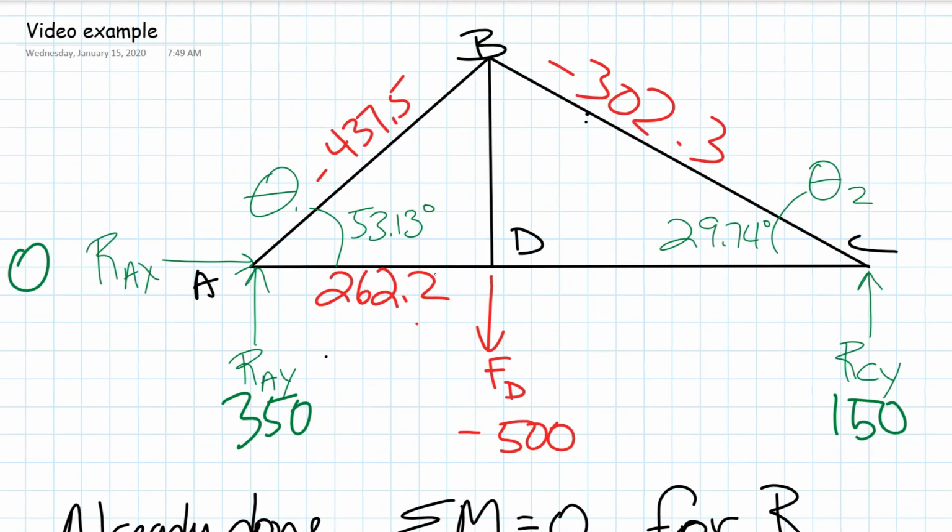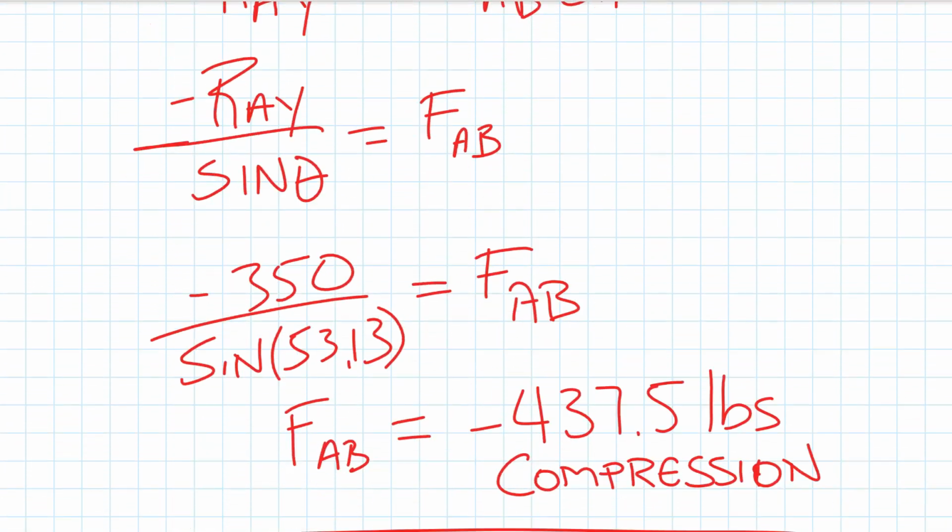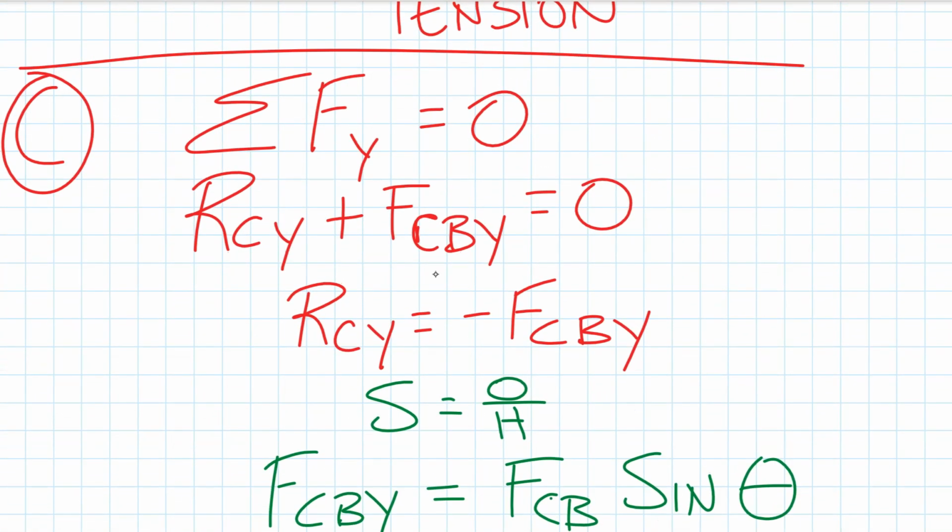All right, so we just found that the member from C to B is negative 302.3 pounds. Let's go look at the math. So we start by taking the sum of the forces in y is equal to 0. The two forces that are interacting there are RCY, the reaction force, plus the force on member CB in the y direction. So that means that RCY is equal to the negative value of the force on member CB in the y direction.